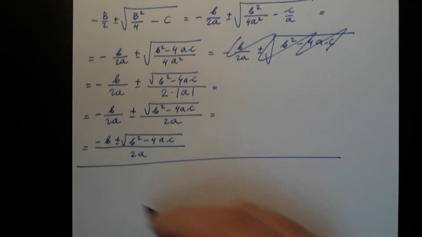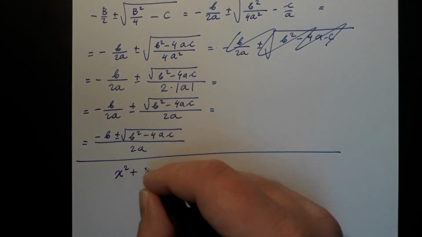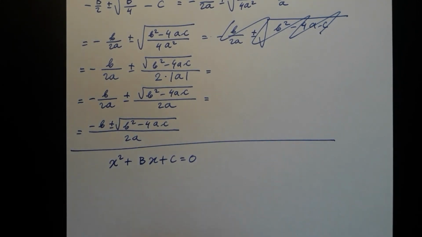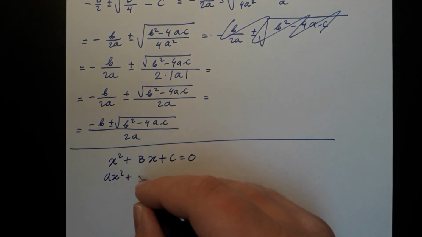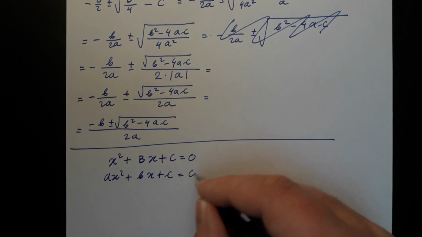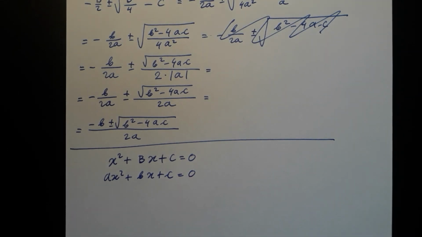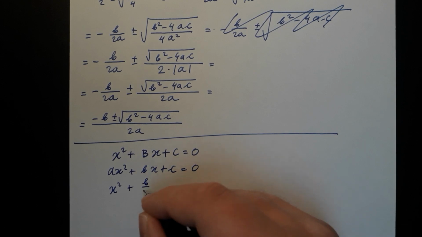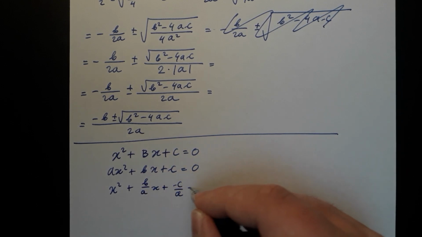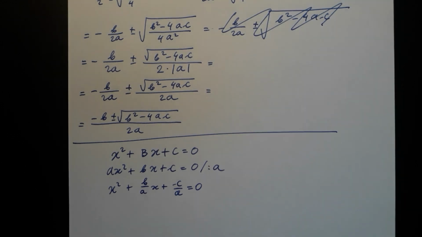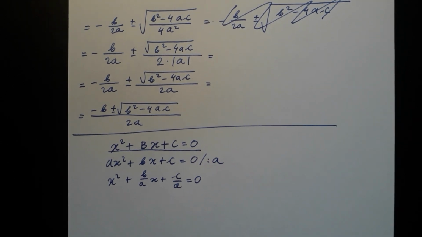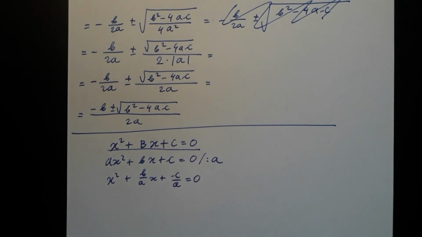Even if you don't start with an equation which looks like x squared plus bx plus c is equal to 0, but it has the form ax squared plus bx plus c equal to 0, you can divide the entire equation by a to get its equivalent equation, which is x squared plus b over a x plus c over a equal to 0, which is an equation of the form x squared plus bx plus c is equal to 0. And then the key is in factoring.